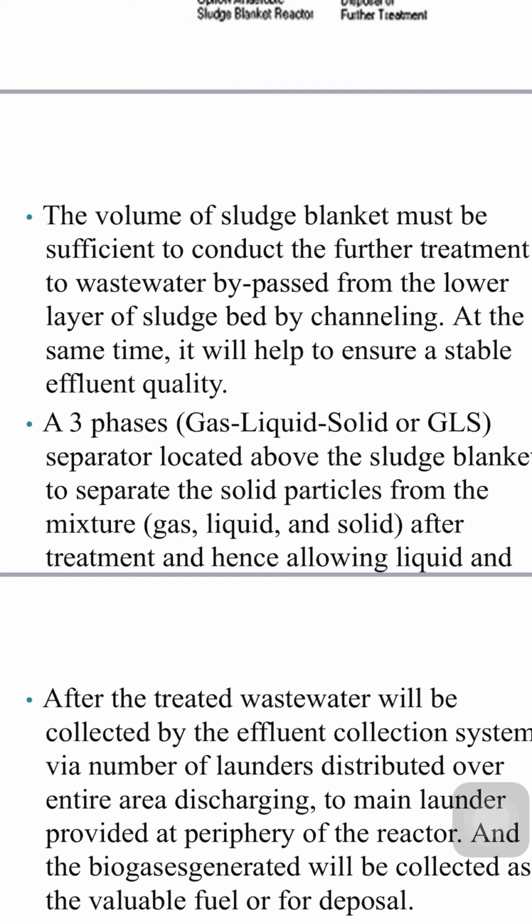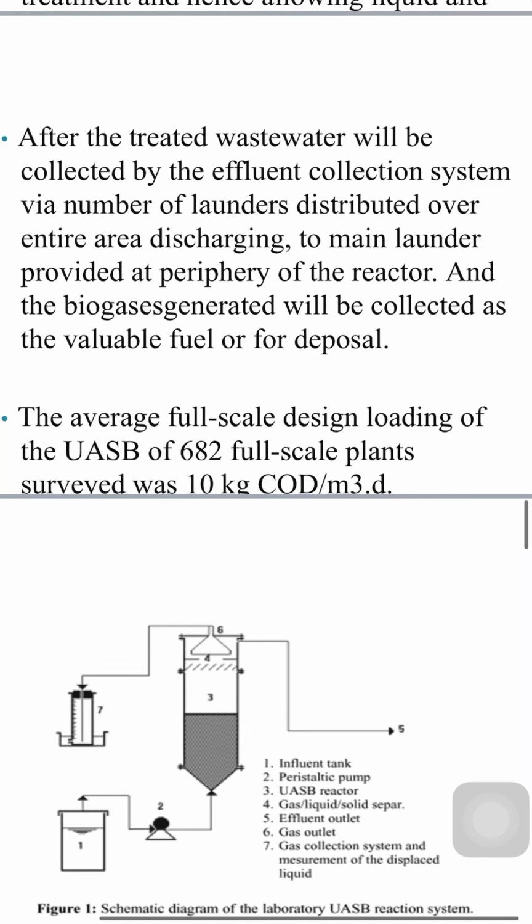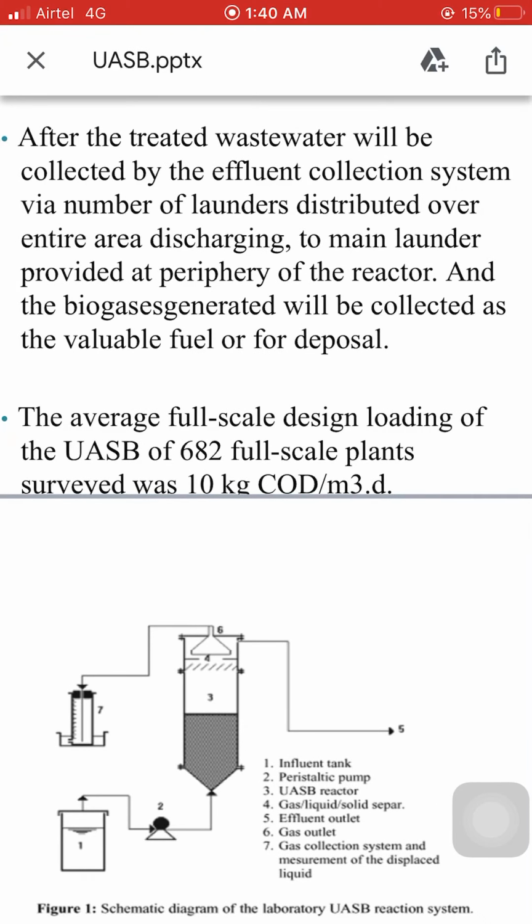A three-phase gas, liquid, solid, or GLS separator is located above the blanket to separate the solid particles from the mixture of gas, liquid and solids after treatment, hence allowing liquid and gas to leave the USB reactor. The treated wastewater is then collected by the effluent collection system via a number of launders distributed over the entire area, with launders also provided peripherally around the reactor.